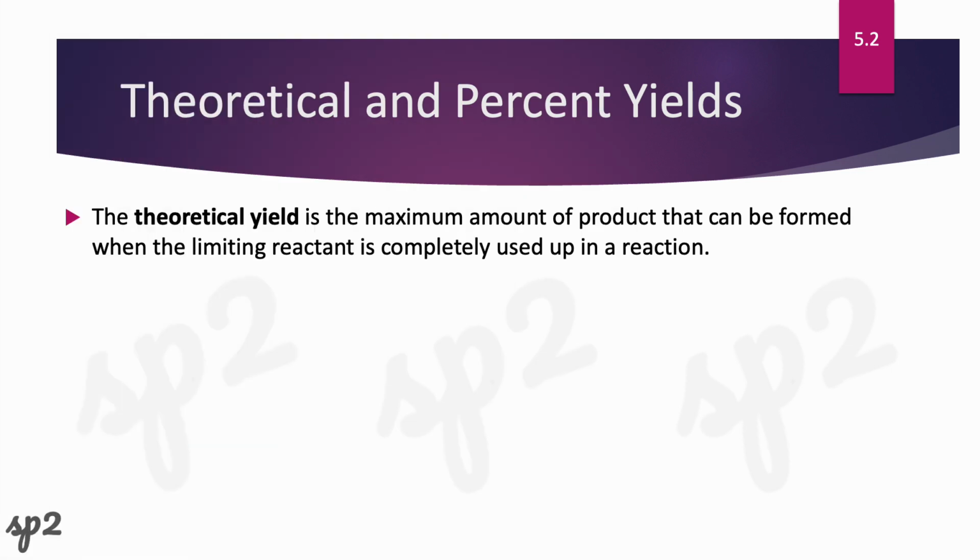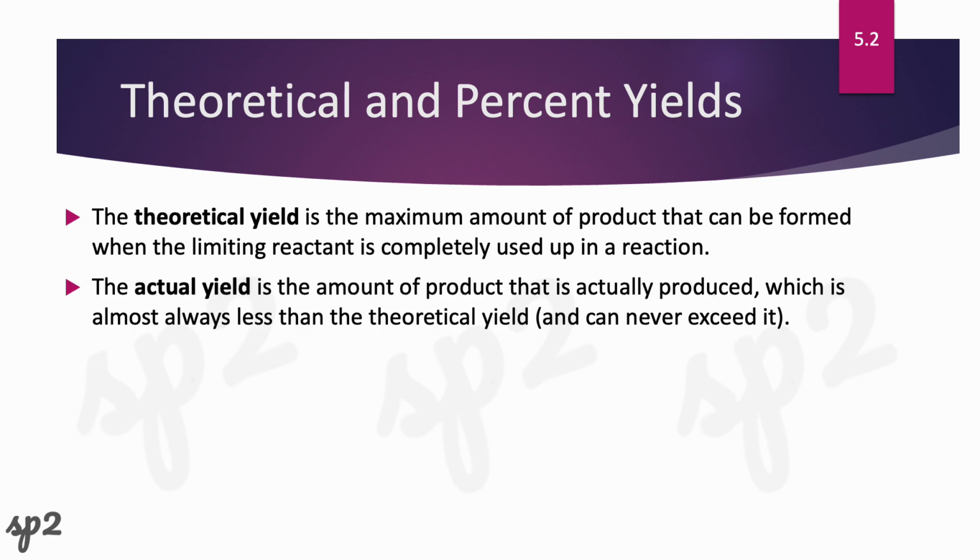Okay, now we're going to be looking at the theoretical as well as the percent yield. The theoretical yield is the maximum amount of product that can be formed when the limiting reactant is completely gone. In practice, when you measure the masses of the products, this is what we call the actual yield. That is almost always less than the theoretical yield and can never exceed it.